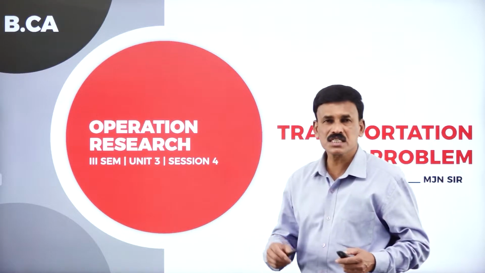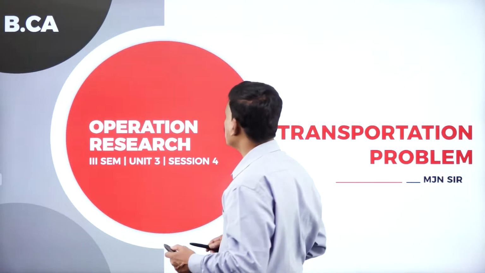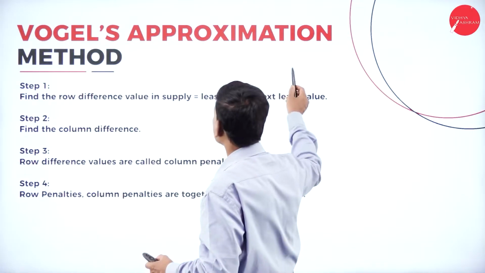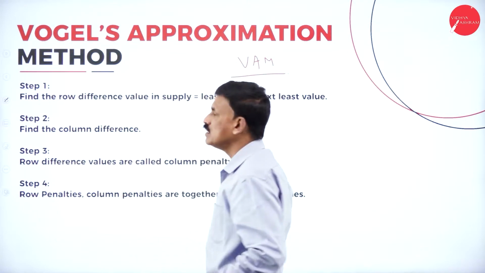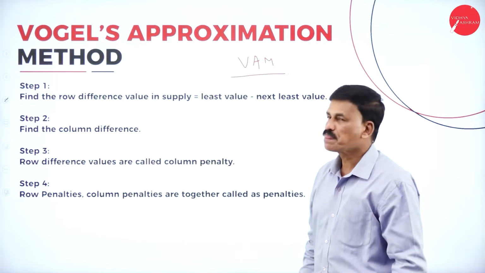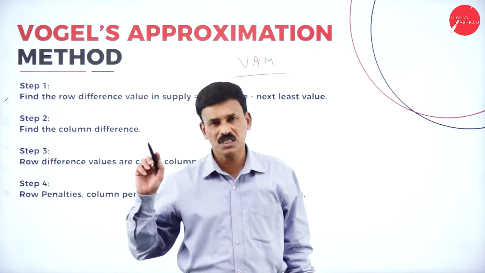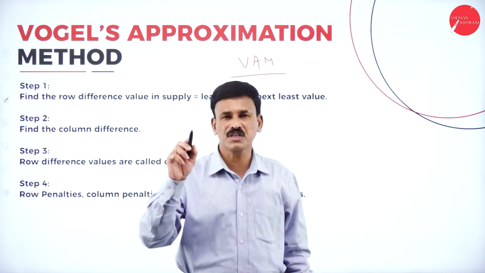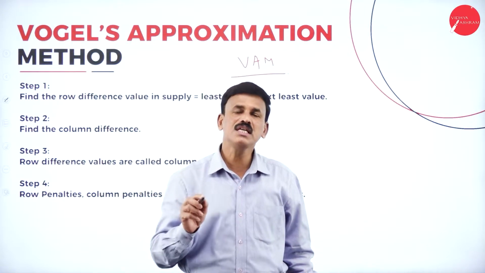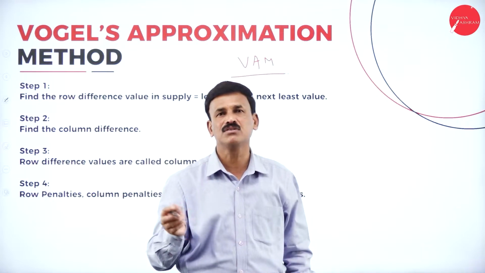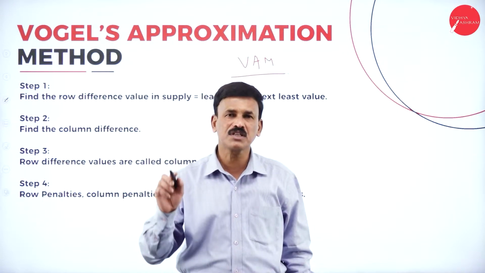Now let us discuss the step by step procedure of how we are going to solve a transportation problem using Vogel's approximation method. What is the step by step procedure? Very simple concept: just find the row difference and column difference. How to find the row difference? First find the least value and the next second least value. The difference between the first and second least value gives the row difference of that particular row.